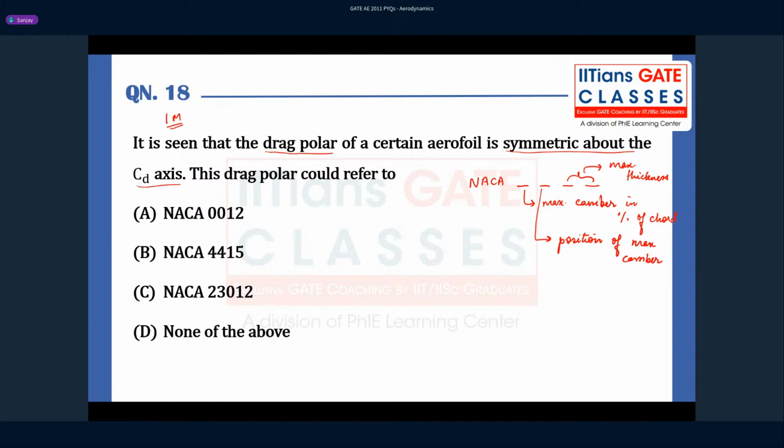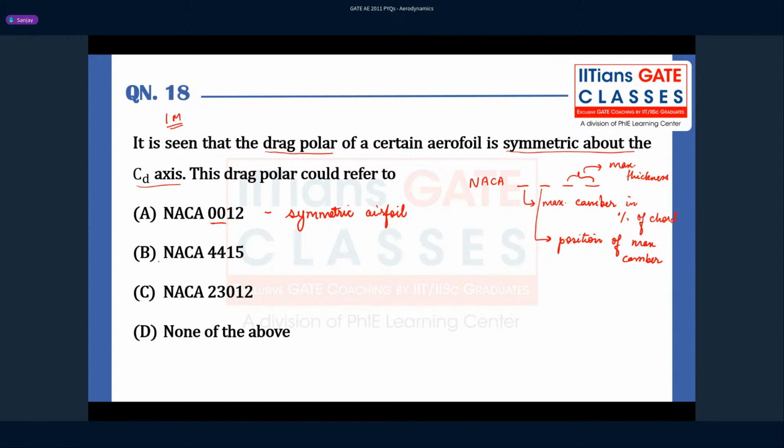Now let's see the options. Option A says NACA 0012. So the first 2 digits are 0. What does that mean, guys? When the first 2 digits are 0, it means that there is no camber in this aerofoil, right? So an aerofoil without a camber is a symmetric aerofoil, right? So option A says that it is a symmetric airfoil.